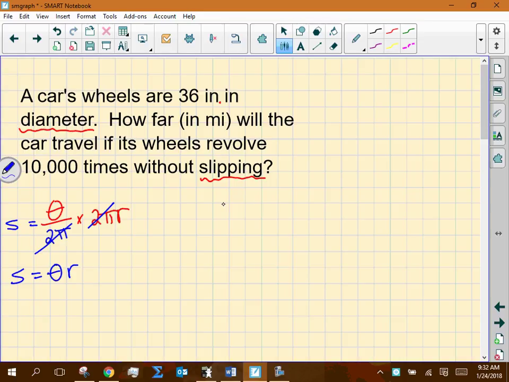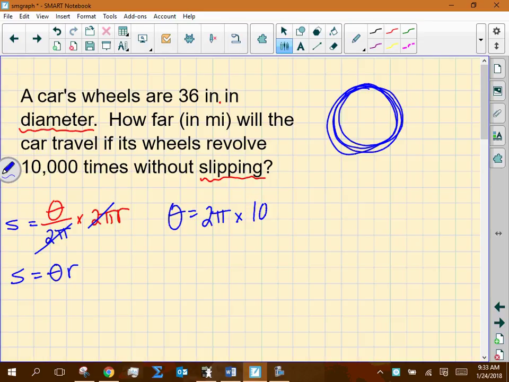So what is our theta? Well, remember, theta is found by how many times I'm going around my circle, times that one revolution, which is 360 degrees, but in radians it's 2 pi. So one revolution around would be 2 pi radians. 2 revolutions around would be 4 pi. 3 would be 6 pi. 4 would be 8 pi, right? How many times am I going around? Yeah, 10,000.